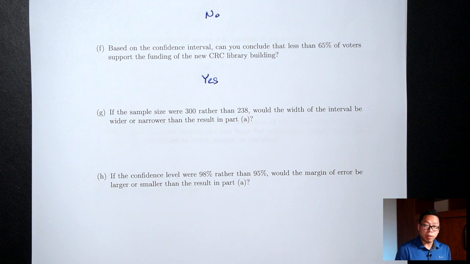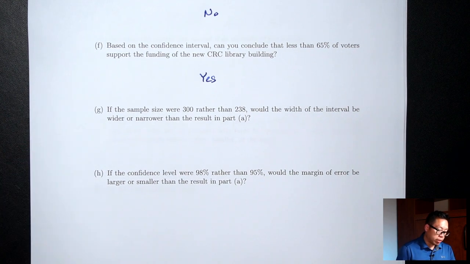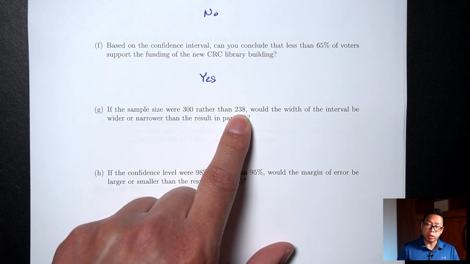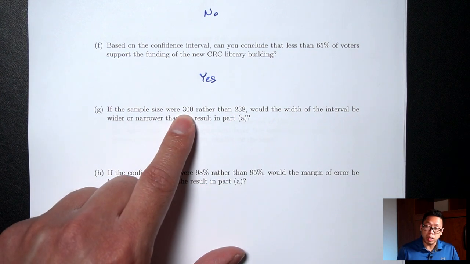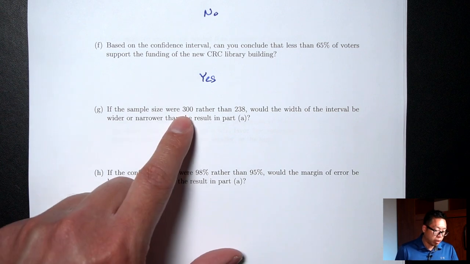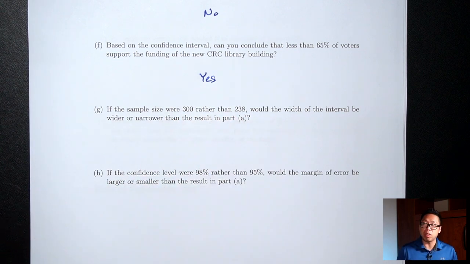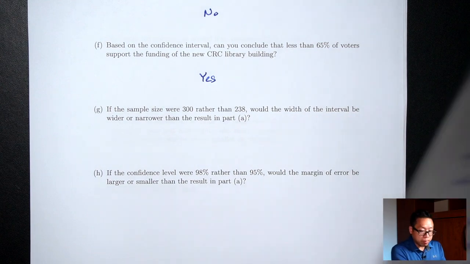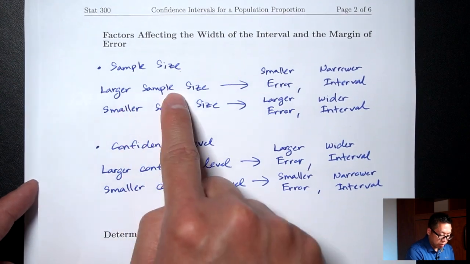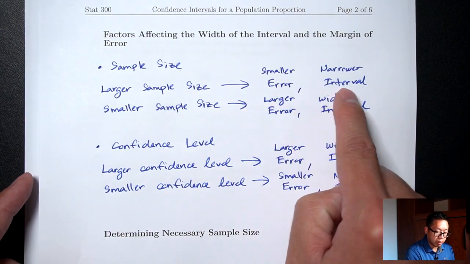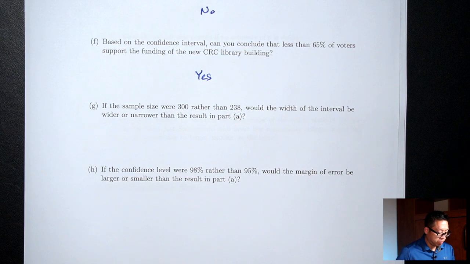Okay, picking up where we left off on example one, part G. If the sample size were 300 rather than 238, would the width of the interval be wider or narrower than the result in part A? So originally, we used a sample size of 238. If the new sample size were 300, what happens? If we're using 300 instead of 238, that represents a larger sample size. What happens with a larger sample size? Looking at the notes that we just took, a larger sample size results in a smaller error and a narrower interval. So, narrower interval.